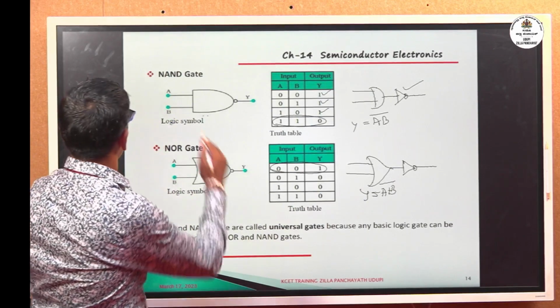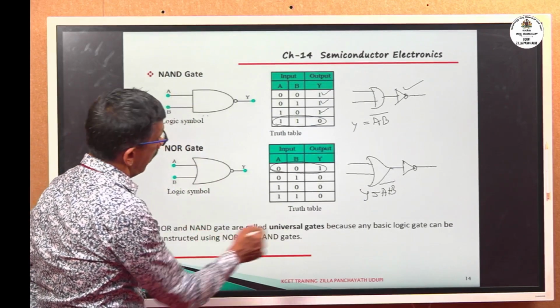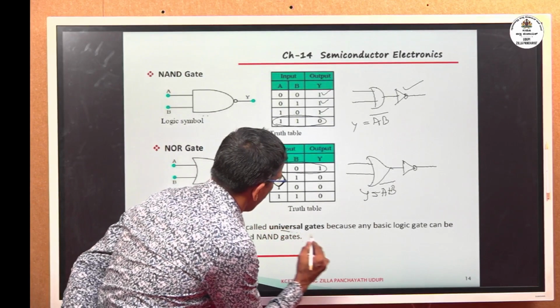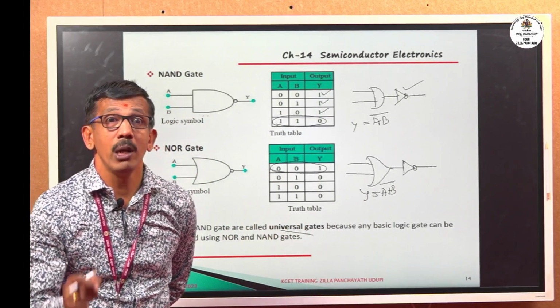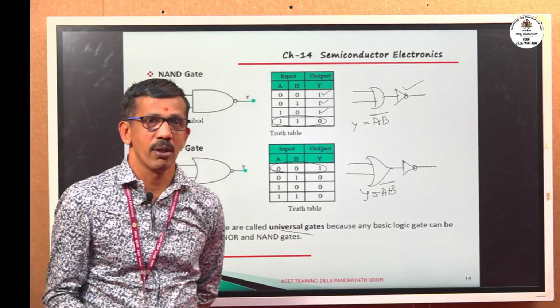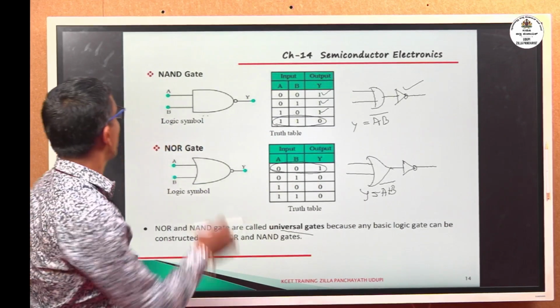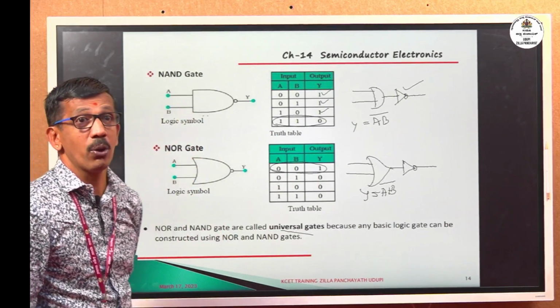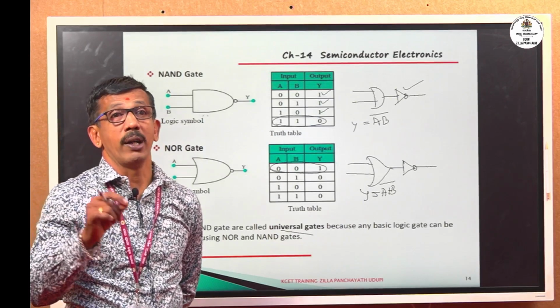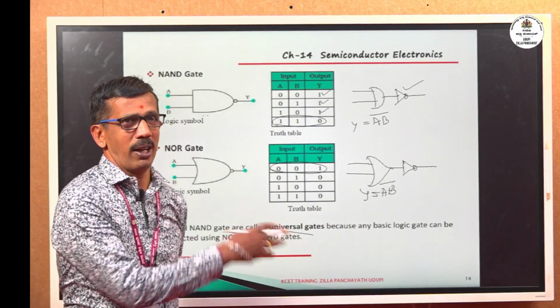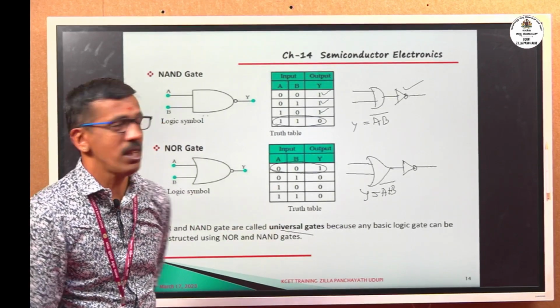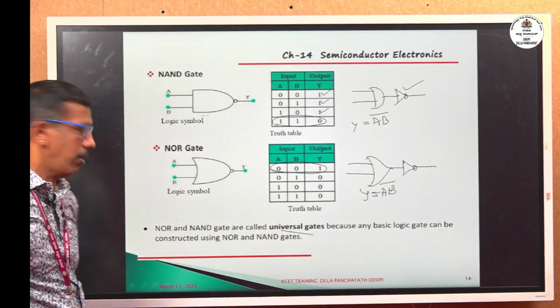These two gates, NAND gate and NOR gate, are called universal gates. NAND gate and NOR gates are called universal gates because by using these gates, it is possible to construct OR, AND and NOT gates that we see in our questions. This is about the main points of this chapter.